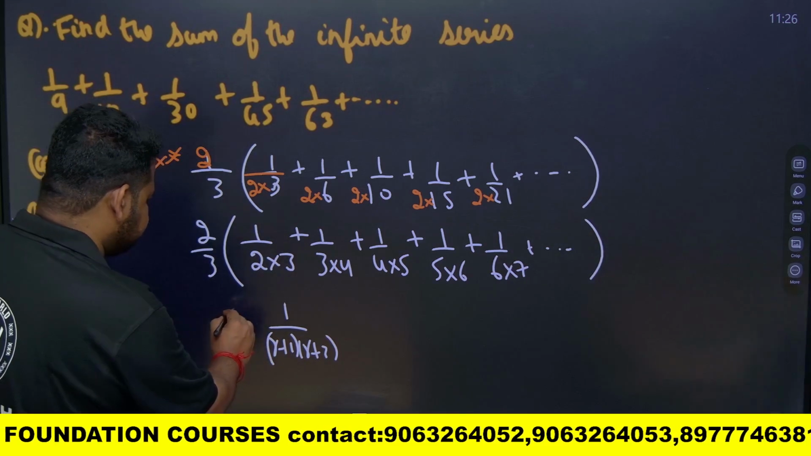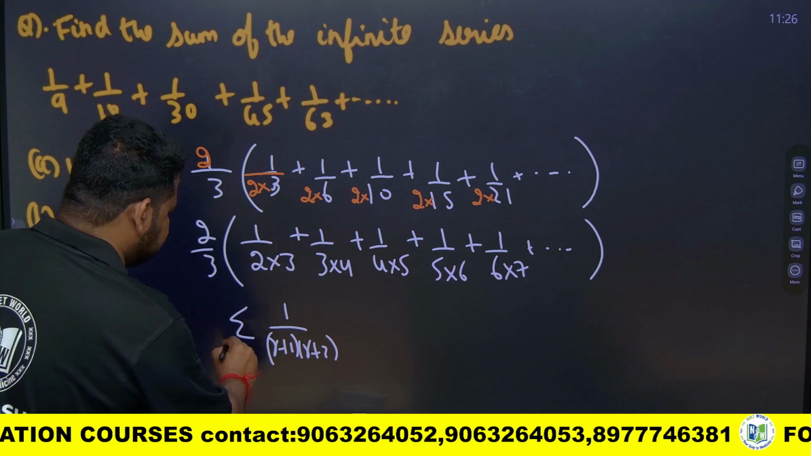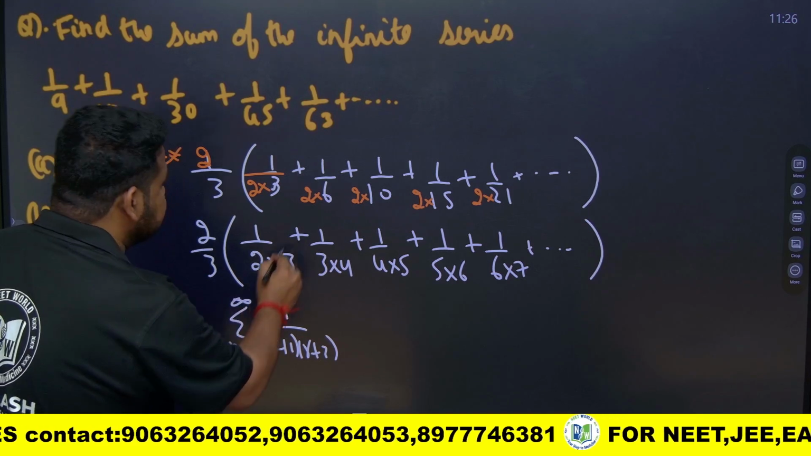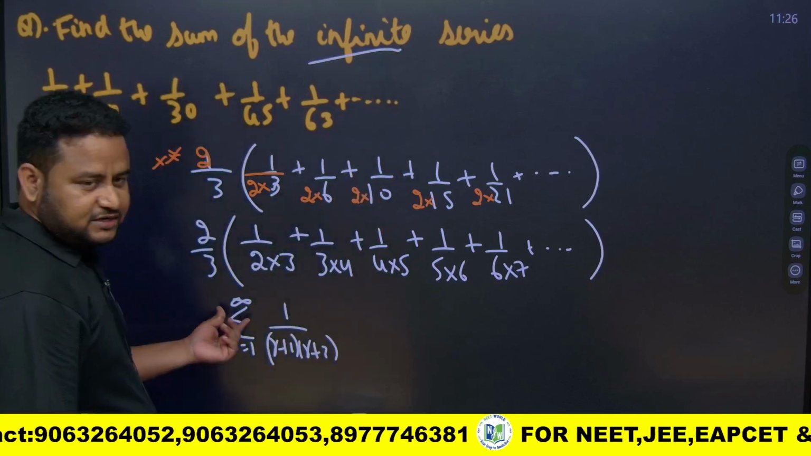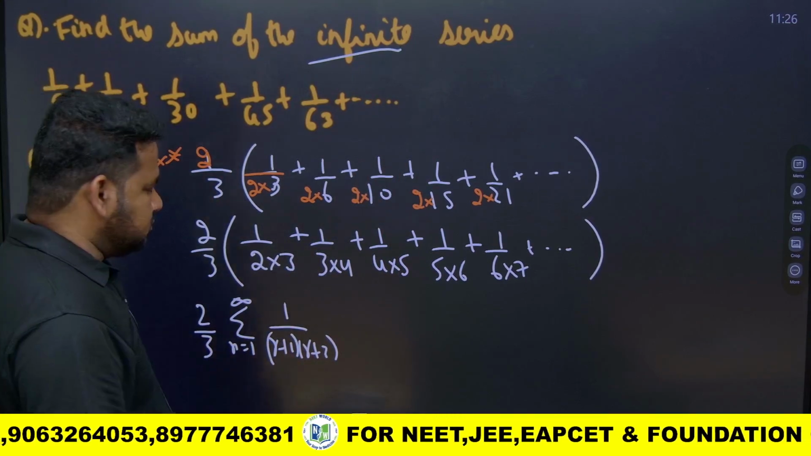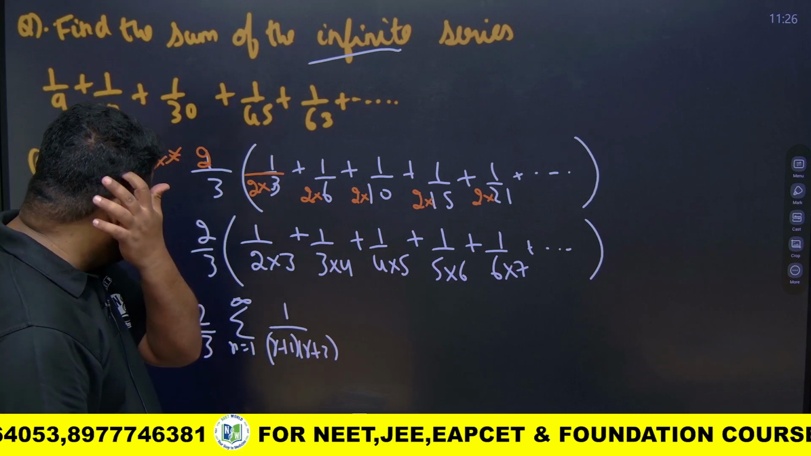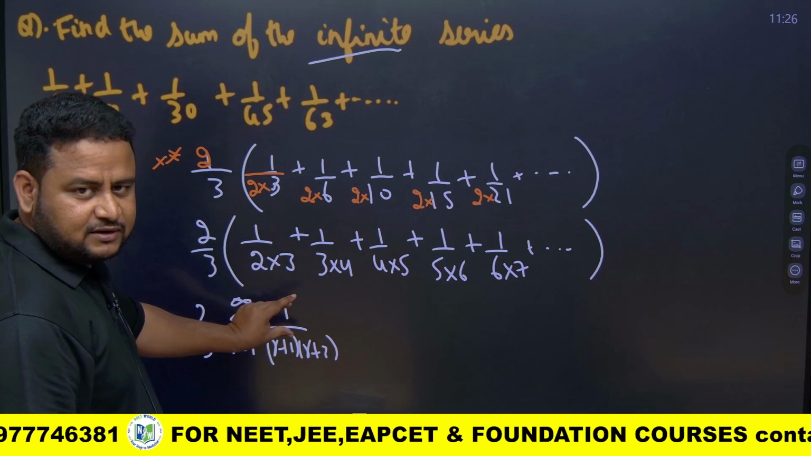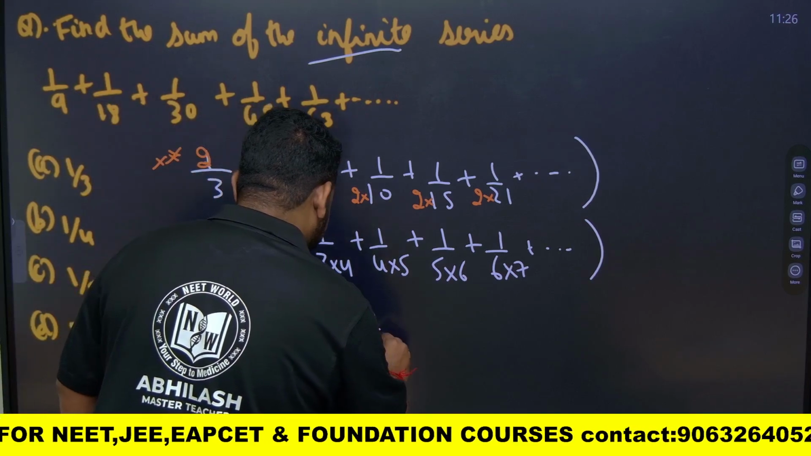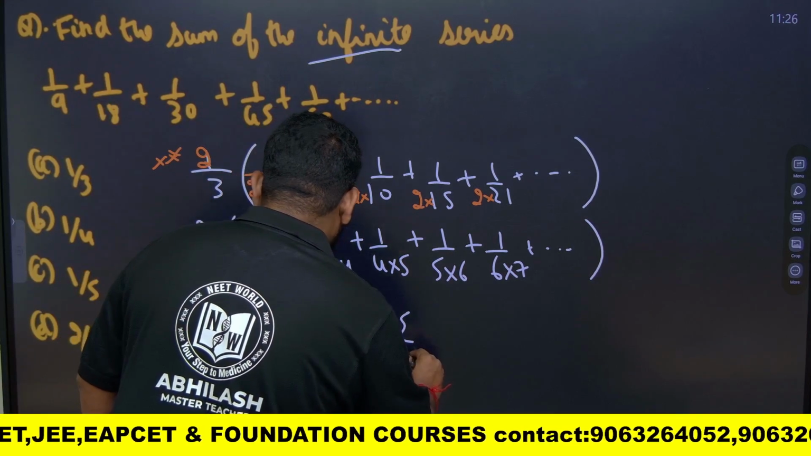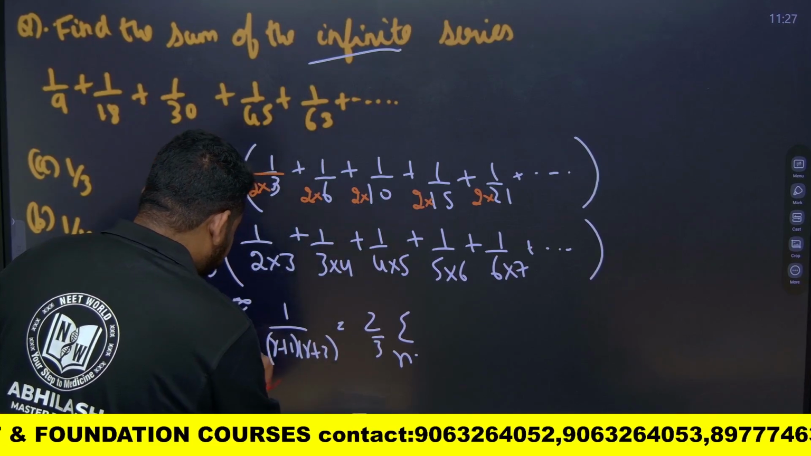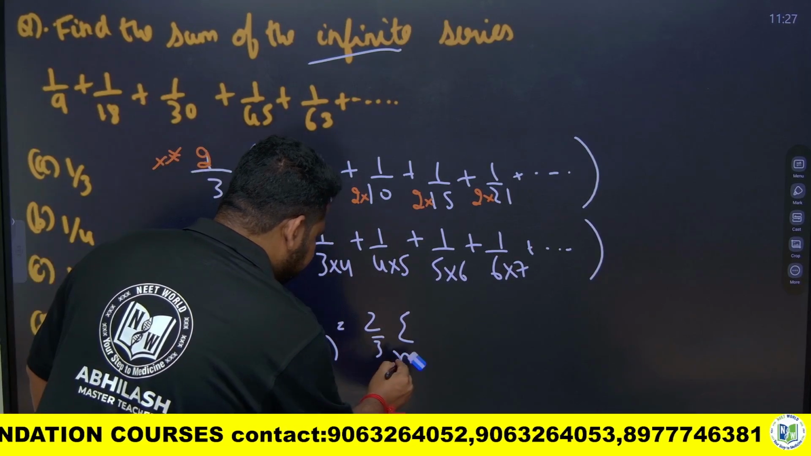Now the summation is from 1 to infinity, because they are telling infinite number of terms. So outside we have 2/3 times the sum of 1/((r+1)(r+2)). Wherever r is there, I have to put some value, but before that the numerator is 1, so I have to write it in terms of r. So this is 2/3 into the summation, r running from 1 to infinity.